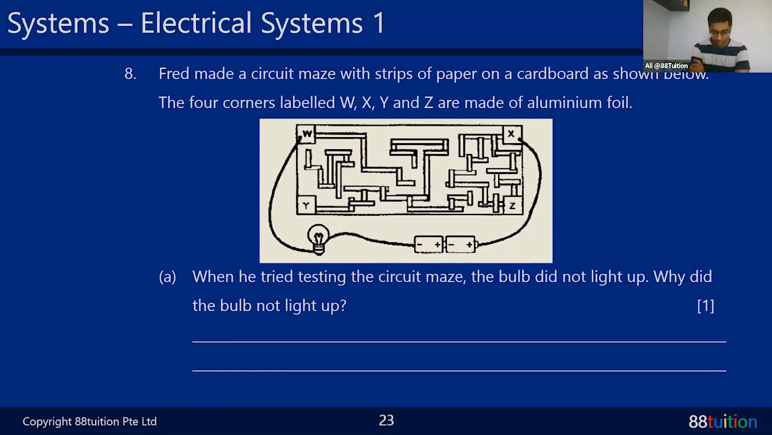Why did the bulb not light up? There's one clue in the question to tell you why the bulb did not light up. Tell me that word. What is the word in the question? Fred made a circuit maze. Which word? Can you type for me? There's one word in the circuit.